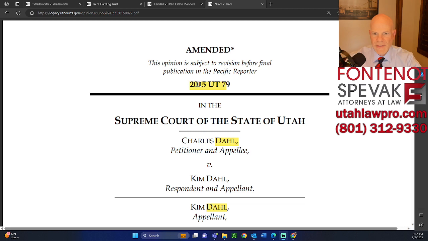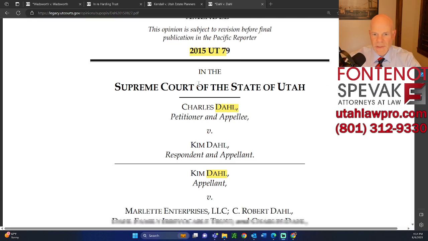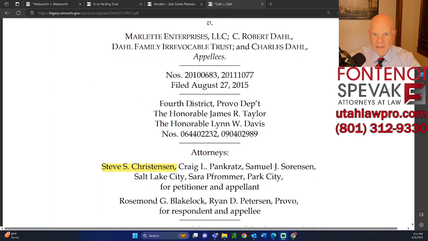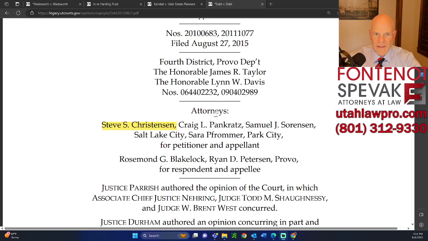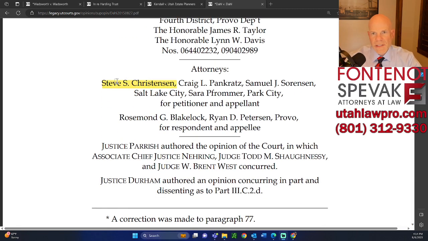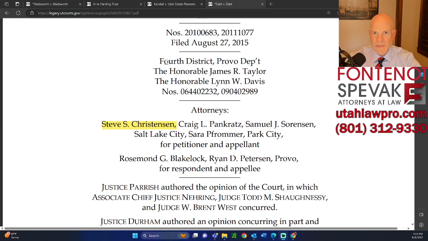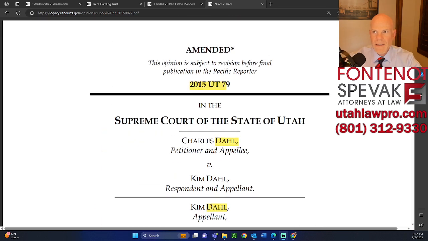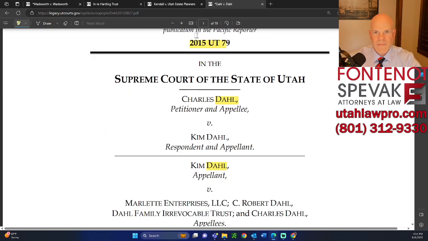2015 Utah 79, and this is a Supreme Court case originating out of the 4th District with Judge James Taylor. The attorney for the wife in this case was Steve S. Christensen, and the reason why I've highlighted his name here is going to be apparent later on in the decision when you see what the court was analyzing here.